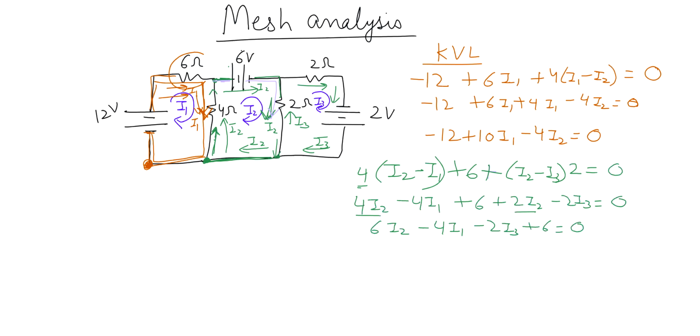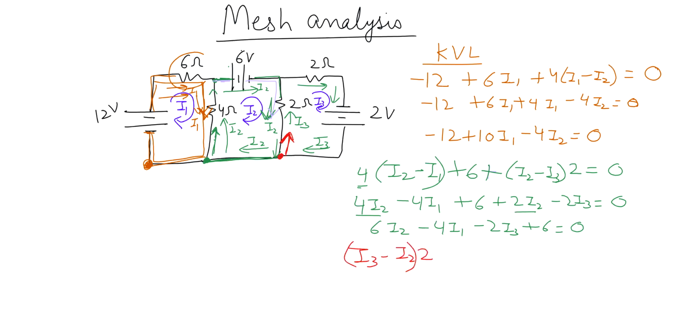Now we will write the equation for the third loop. Let's suppose we start from this point and go in this direction. I3 is the current flowing in the 2 ohm resistor, and I2 is also the current flowing in that 2 ohm resistor, because this 2 ohm is shared by loop 2 and loop 3. So I'm writing the equation for the third loop, going in the direction of I3. I will start from I3 minus I2, because it's in the opposite direction, times resistance.